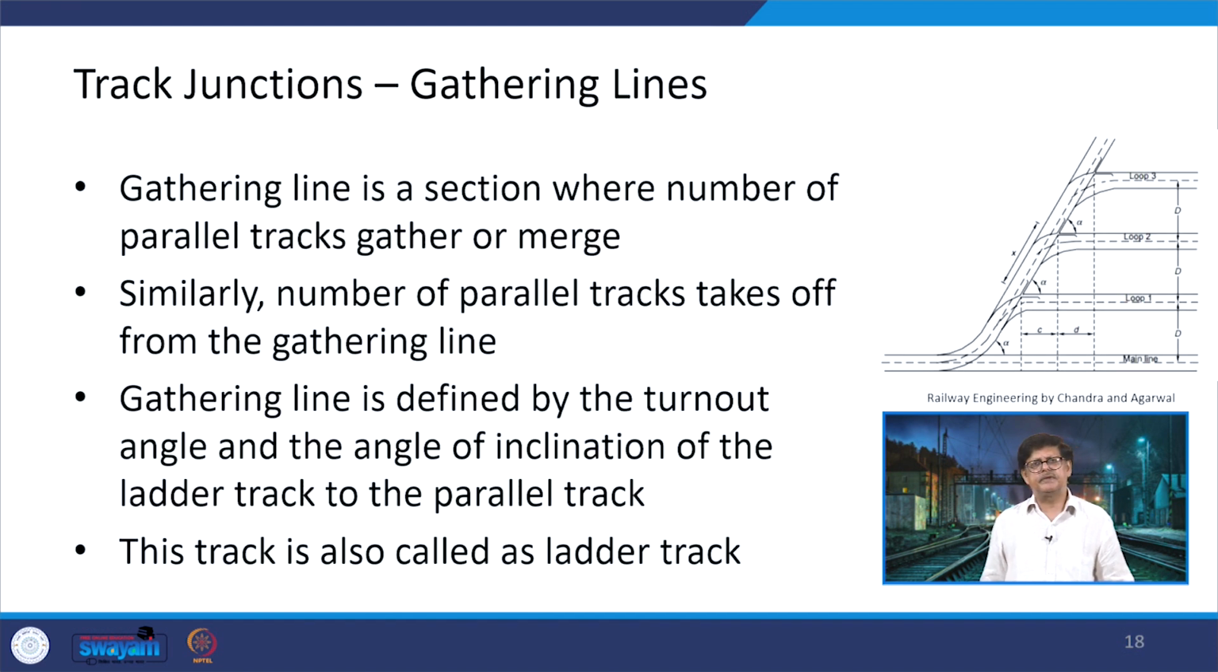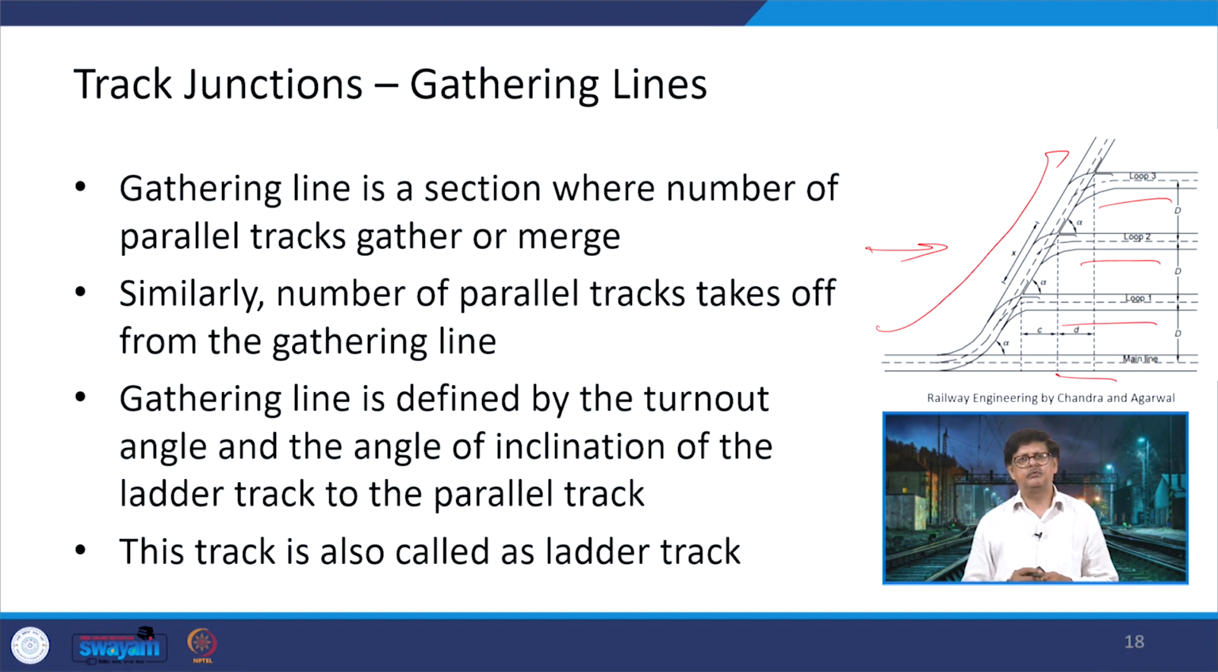Then the another type is the gathering line. So if you look here in the diagram, there is one track and from there different lines are coming out of it. So this type of arrangement we are talking about here. This is a gathering line, a section where a number of parallel tracks gather or merge. So it can be said that it is merging here or otherwise it is just coming out of it. The number of parallel tracks can take off, that is another case, just the reverse of it.